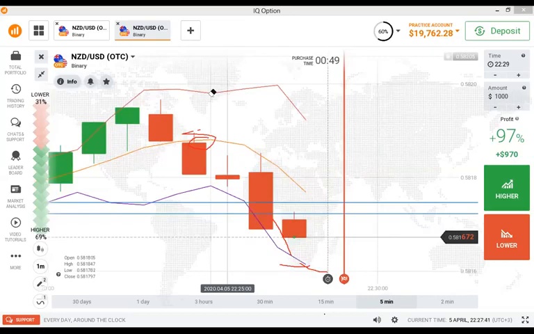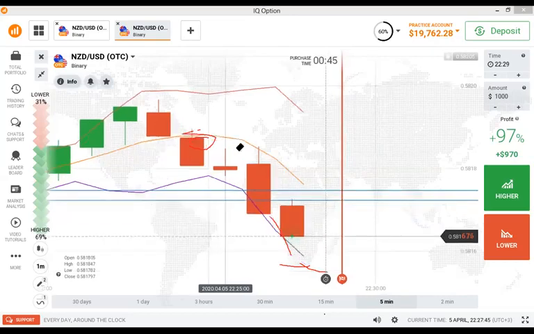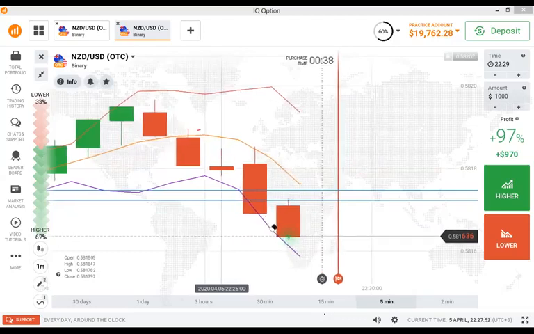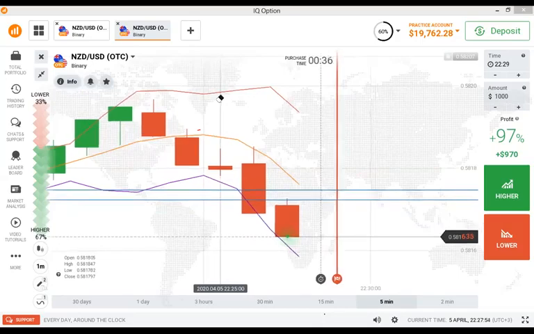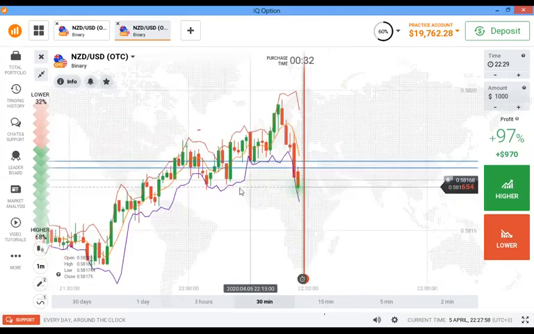Okay, this is the way you can place your trade. You can see that the market starts going down because of this 2 against 1. This one is 1, this one is 2. So that's how you can place your trade with Bollinger Band and something else.